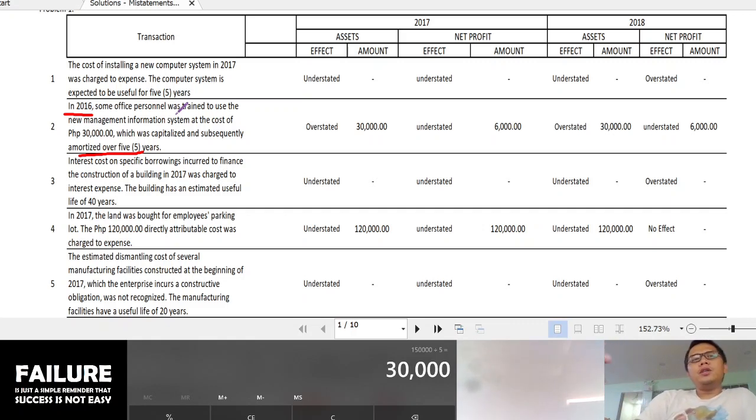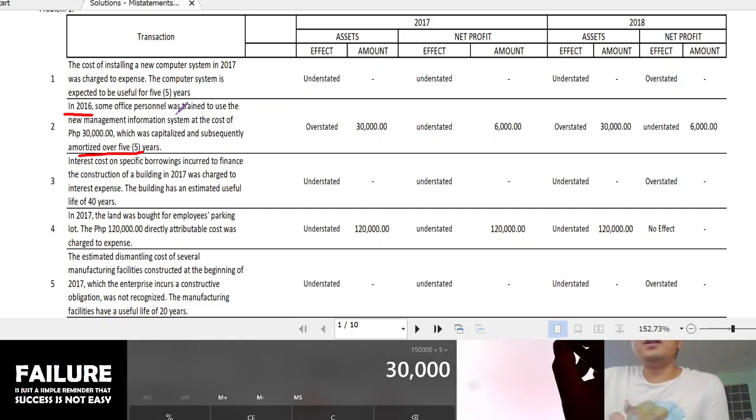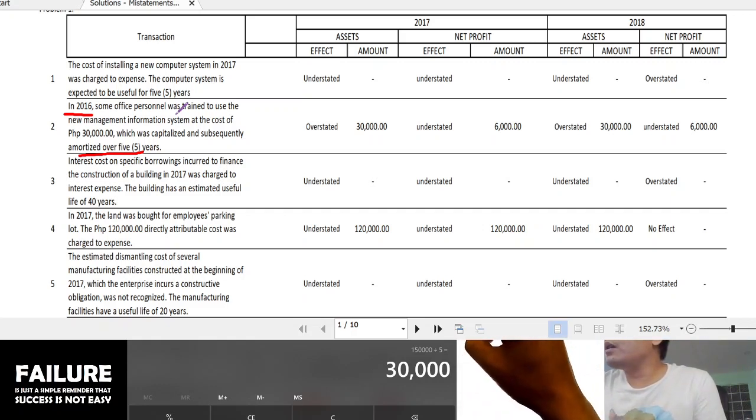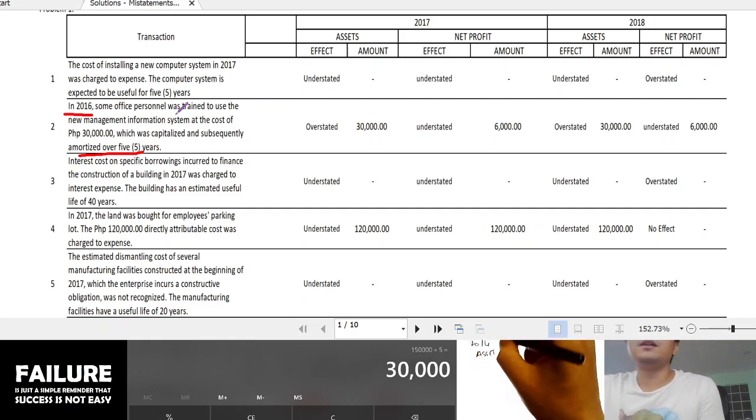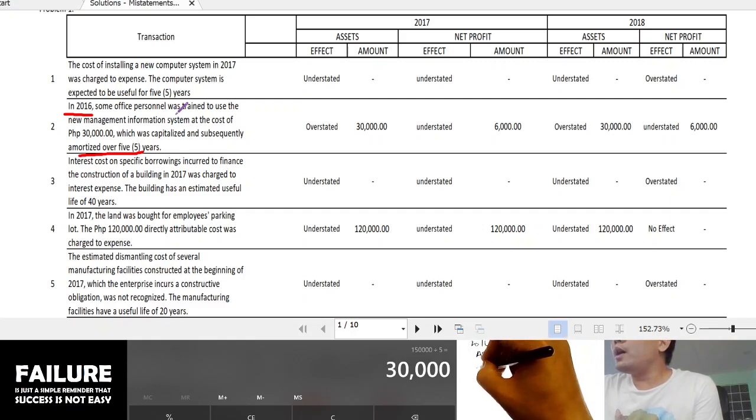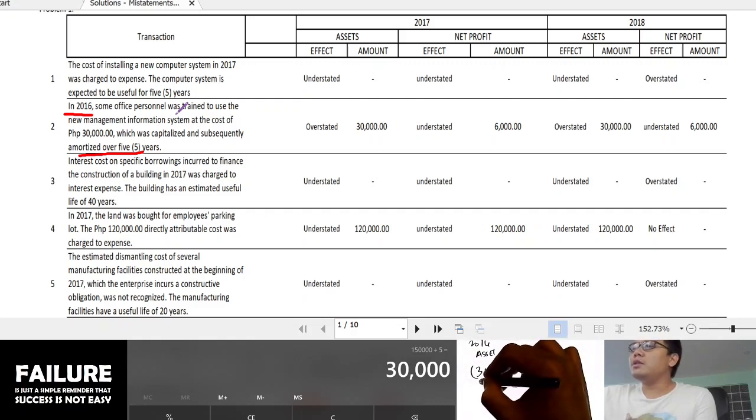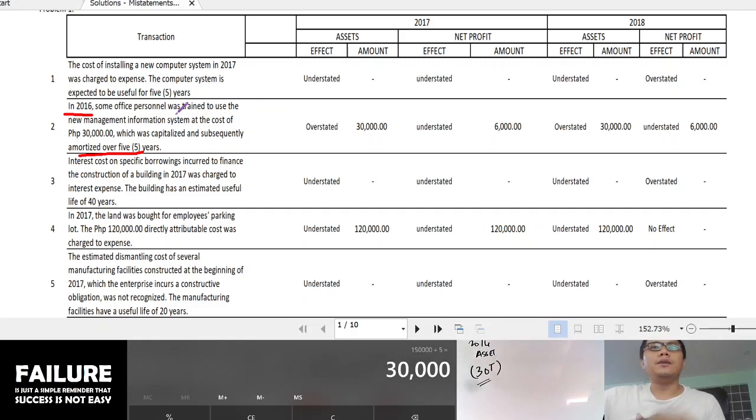But rather, it should be what? It should be charged to expense, no? It should be charged to expense. Hindi siya dapat capitalized. So, ang naging effect nito, is that in 2016, as far as the asset goes, we have an overstatement of asset. By how much? By 30,000.